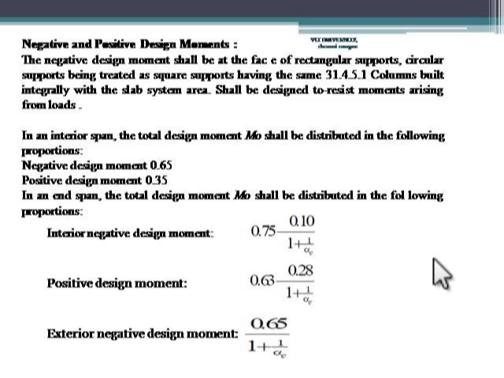For an interior span, the total design moment Mo shall be distributed in the following proportions. That is, negative design moment we will take as 0.65 and positive design moment we will take as 0.35. In an end span, the total design moment shall be distributed in the following formulas.